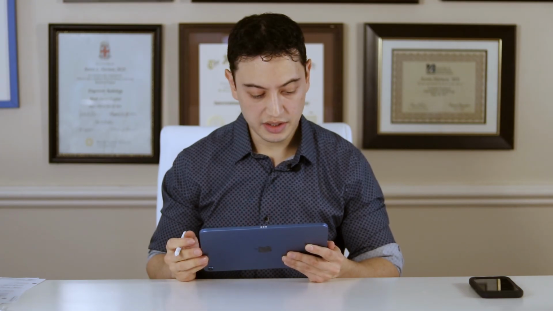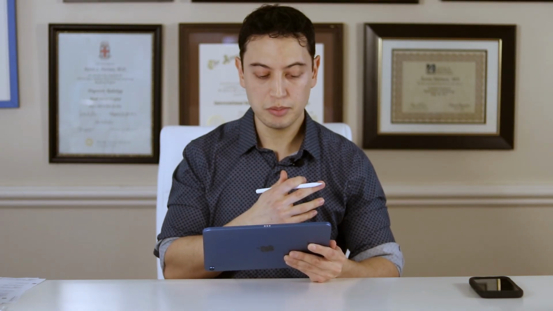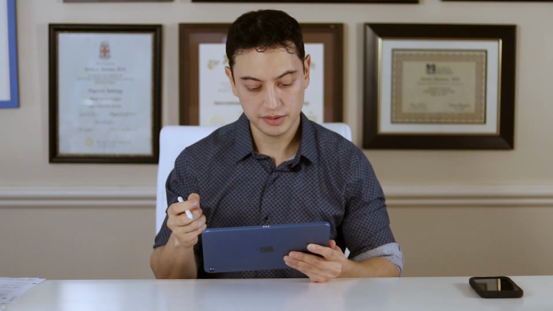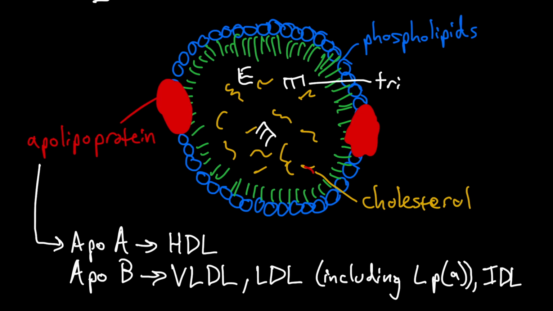We can further subanalyze the different types of cholesterol here. So we have the LDL cholesterol here. We have the HDL cholesterol here. So again, that means for the LDL cholesterol, if we took all of the LDL particles, busted them open, took out the cholesterol, measured them, we would get 38 milligrams per deciliter. Same thing with the HDL cholesterol. And then you see this number here, non-HDL cholesterol. And so that includes the VLDL, LDL, IDL. So if you add up the HDL cholesterol and the non-HDL cholesterol, it should come out to equal the total cholesterol. And finally, there's the triglycerides, which are that other lipid inside the lipoprotein.